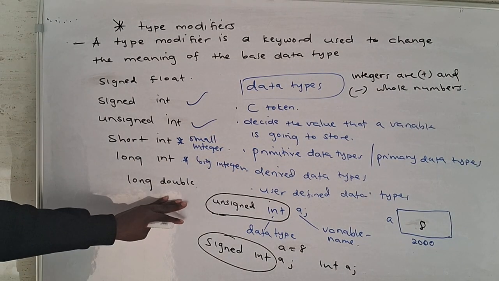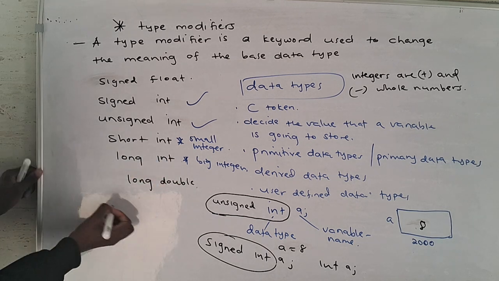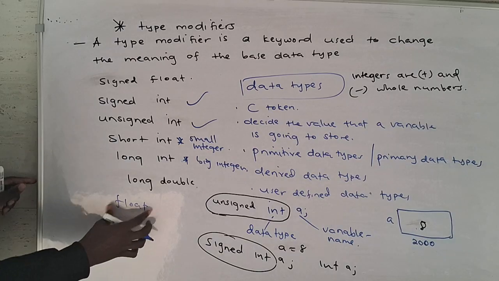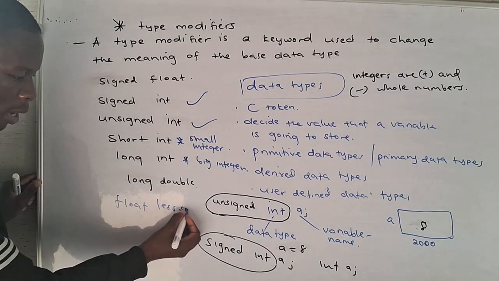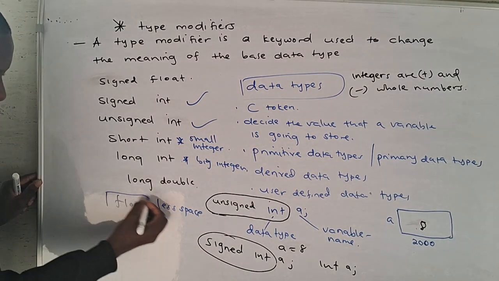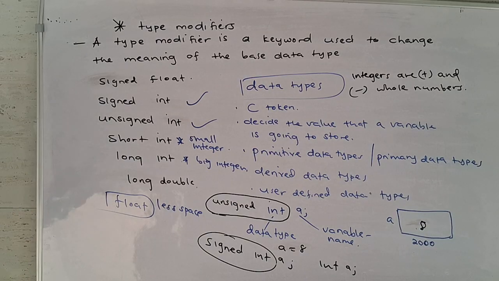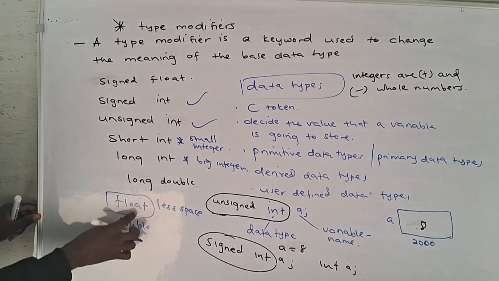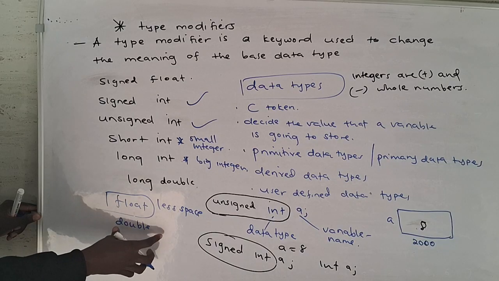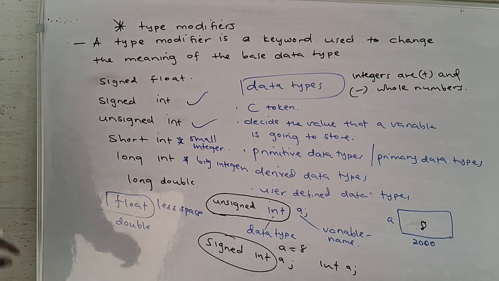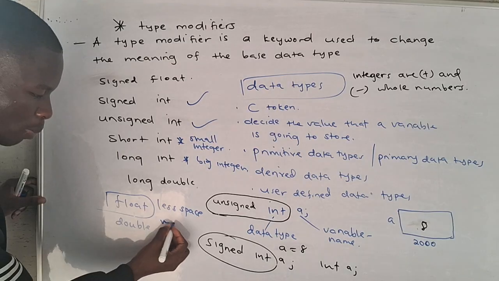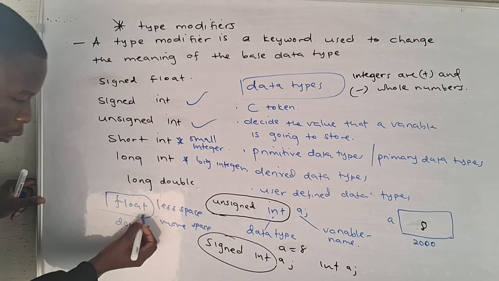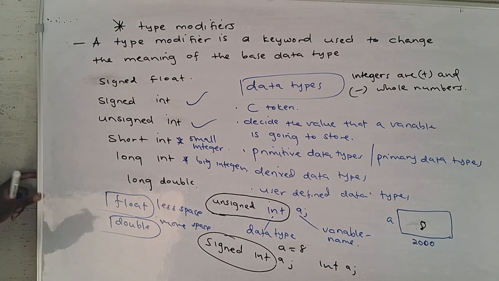We also have what we call long double. See, in C programming, we have what we call float. This simple float requires less space. We also have what we call double. It's another version of float, and it requires more space as compared to the simple float. So float is a data type, and double is also a data type.